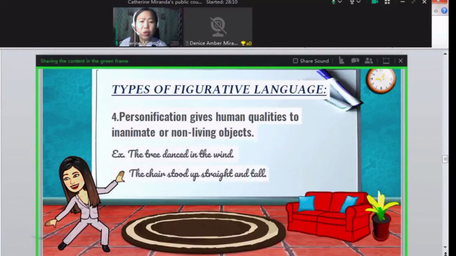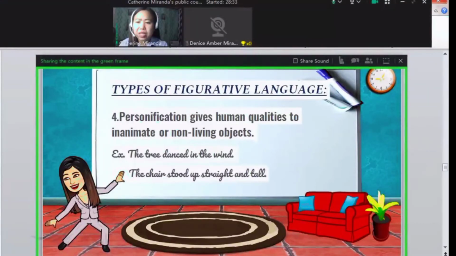Okay, so examples of the personification are the tree dance in the wind. Of course, it's very impossible for trees to dance. And another example is the chair stood up straight and tall. So the chair is being compared to a person here with human qualities.